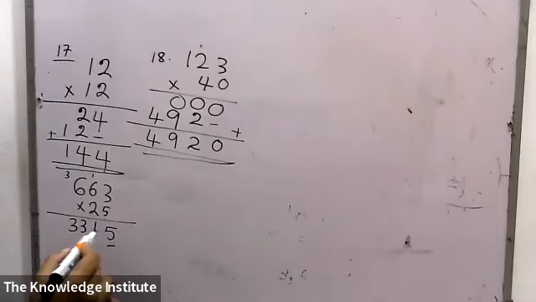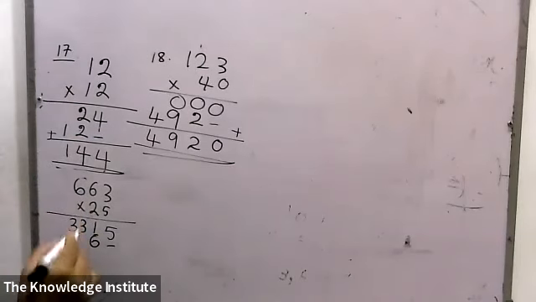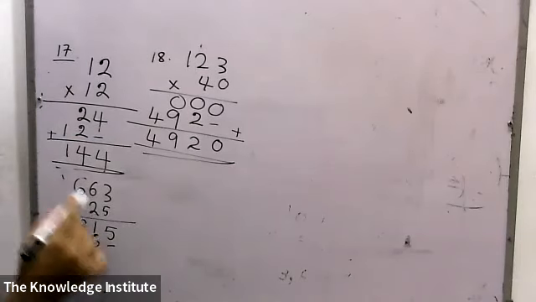33. Okay. 2 multiplied by 3? 6. 2 by 6? 12. 2 by 6 again? 12. 12 plus 1? 13. We are going to add.